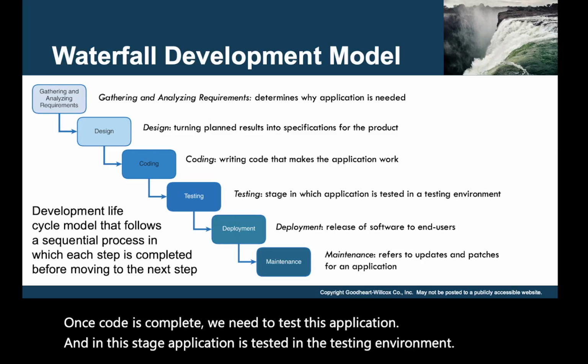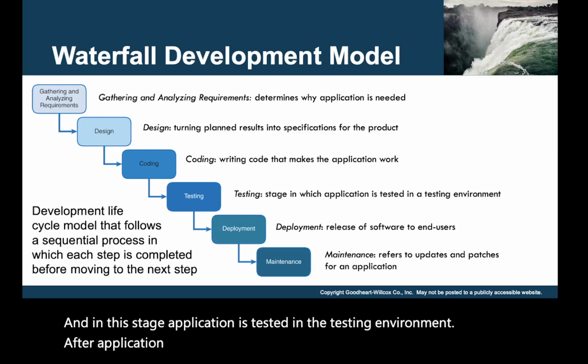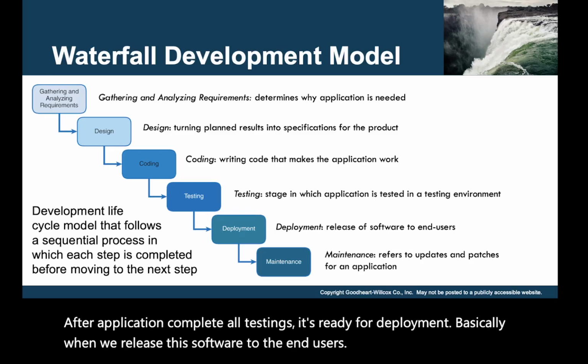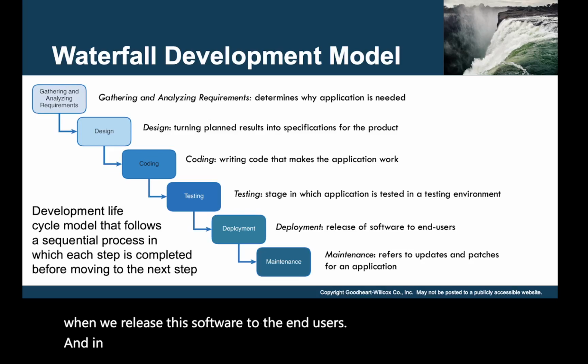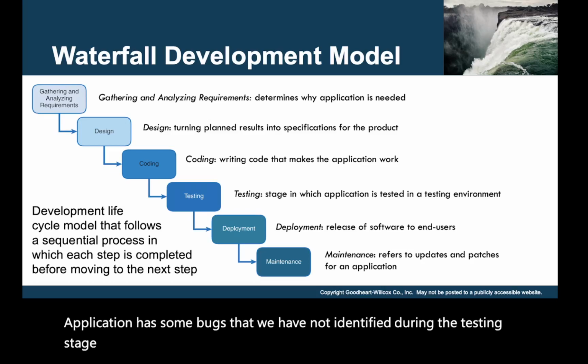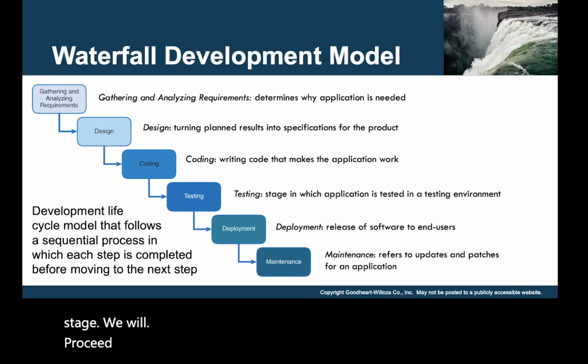After the application completes all testing, it's ready for deployment. Basically, that's when we release this software to the end users. And in case the application has some bugs that we have not identified during the testing stage, we will proceed into maintenance, where we will do updates, patches, and upgrades to the application.